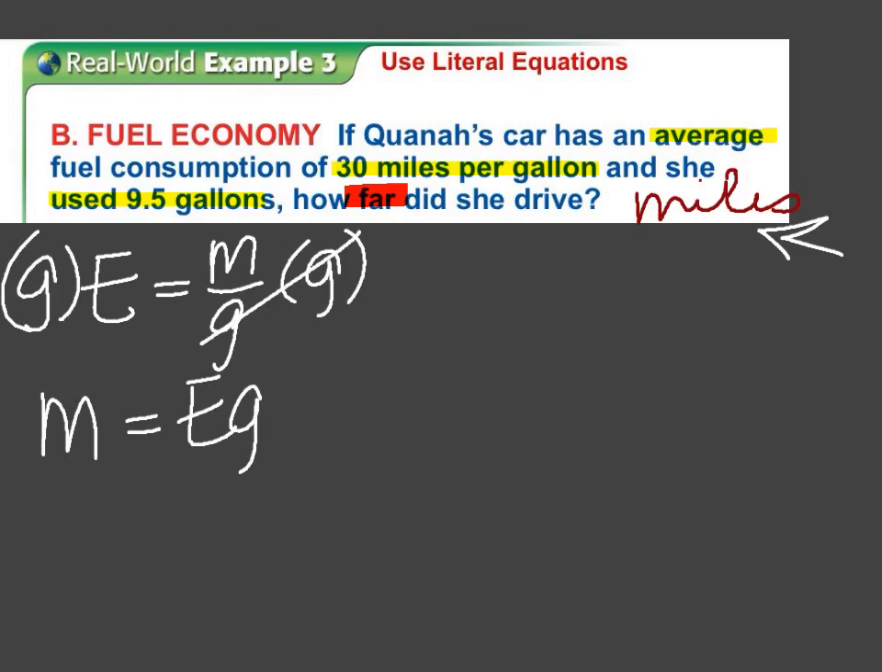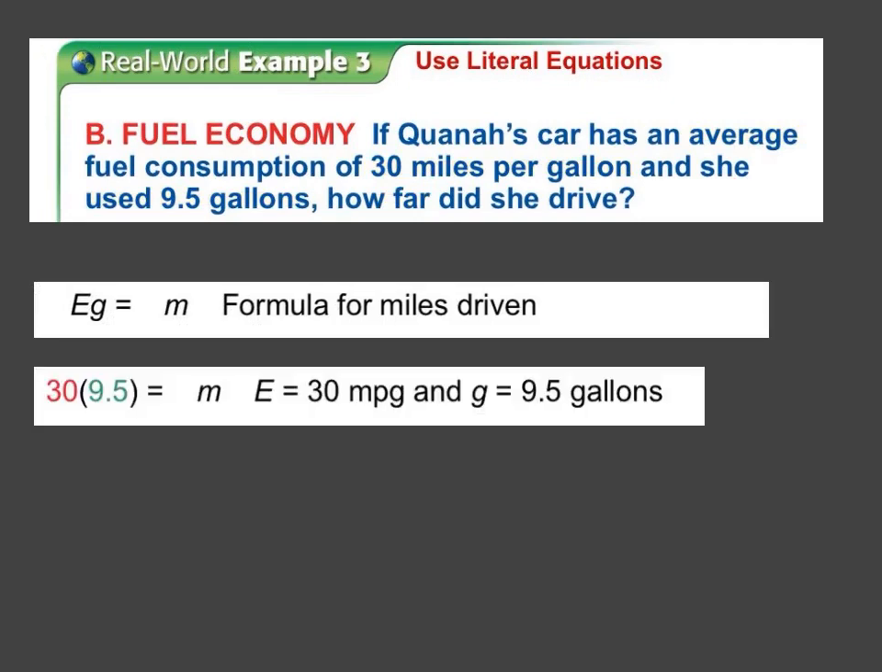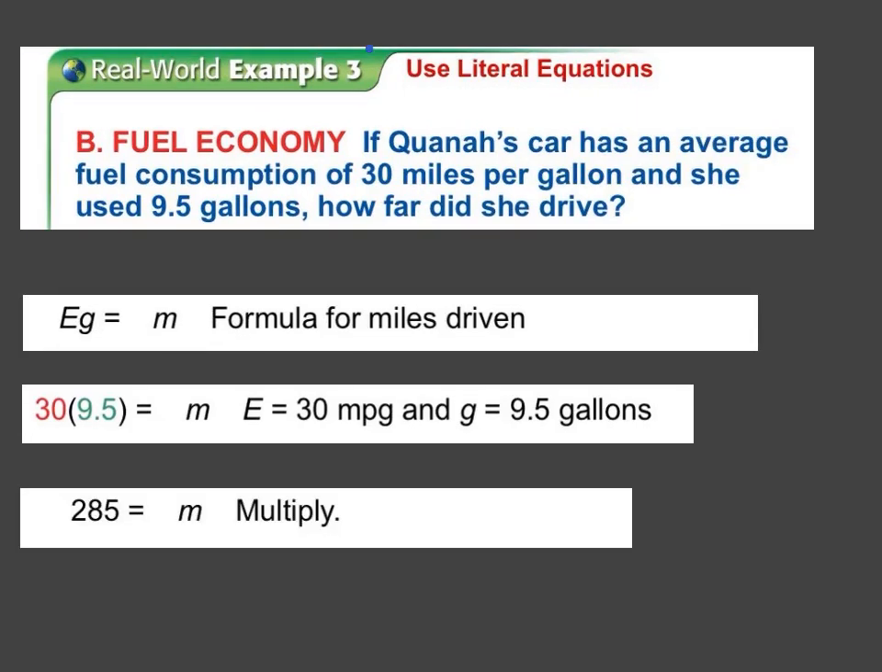Now you just plug your different values in. Okay, so when you do that, you have 30 times 9.5. And then when you go ahead and multiply those, you get 285. So your answer is 285 miles. Okay? So that's what we mean by using equations to solve problems.